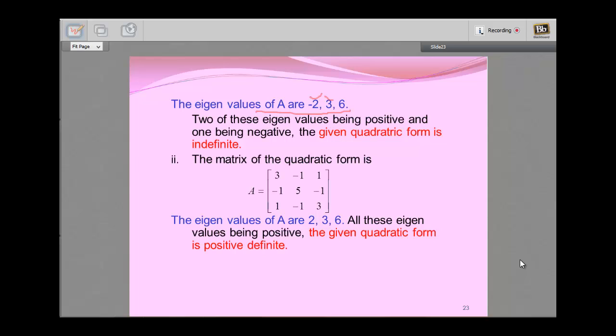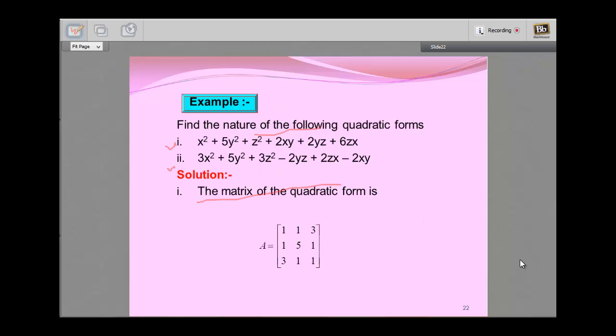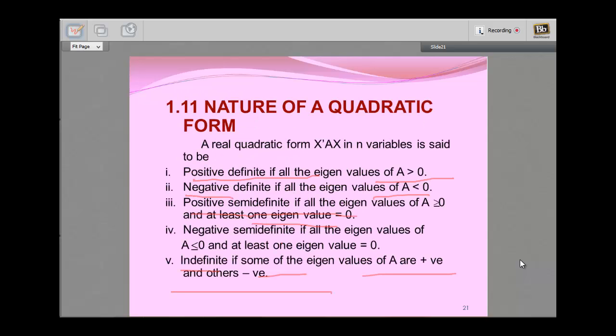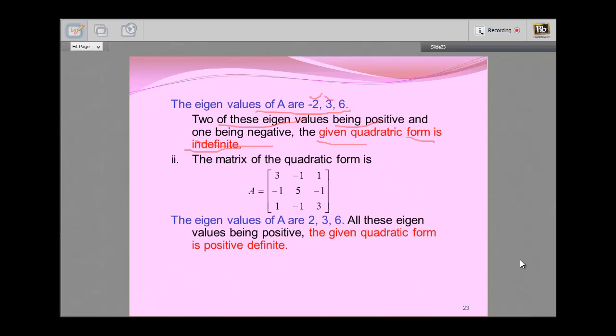So we see that two eigenvalues are positive and one is negative. The given quadratic form is indefinite, from the definition we saw in the previous slides. From definition number 5, if some eigenvalues are positive and some eigenvalues are negative, then we say that it is indefinite. So now let's see question number two.